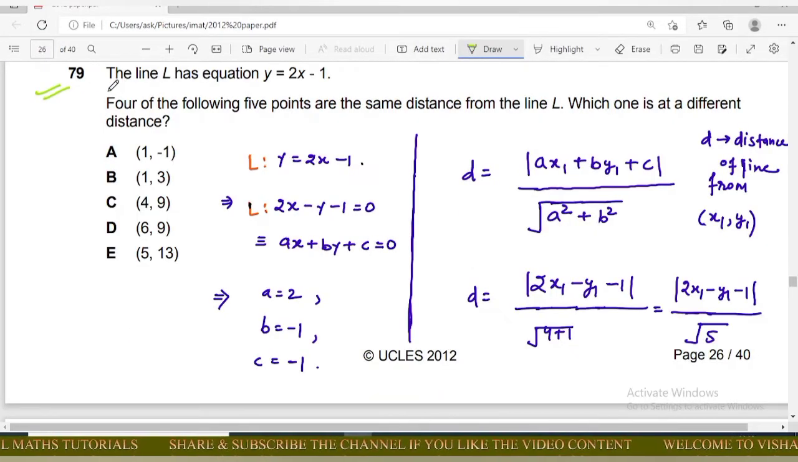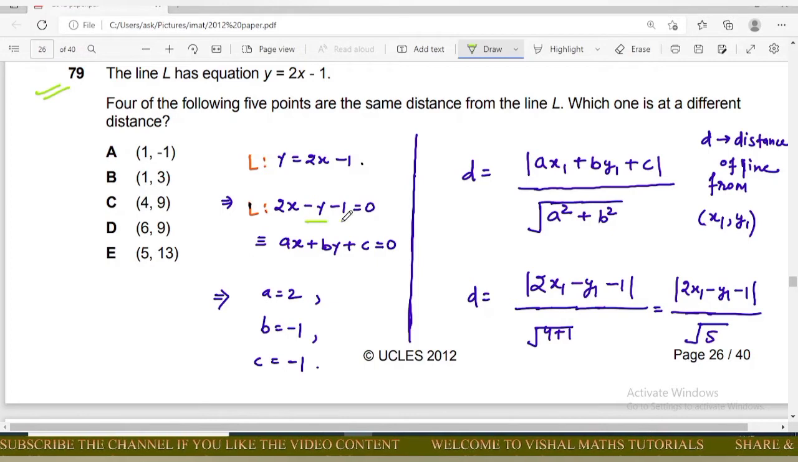Next question. In this question the line L has equation y equals 2x minus 1, and out of 5 points, 4 points have the same distance from the line L, and we have to find the 1 point which has a different distance than these 4 points. Actually in this question L is y equals 2x minus 1. We transform this equation into this form, that is 2x minus y minus 1 equals 0.